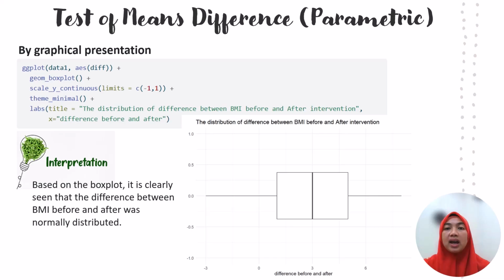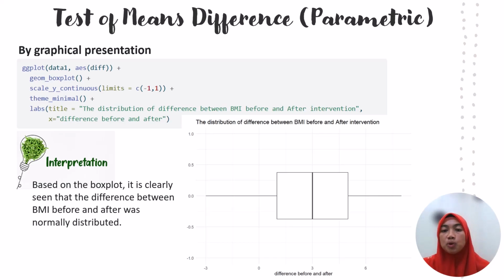We also can check by graphical presentation, either the box plot, histogram, scatter plot, and so on, right? So here is a syntax of the ggplot, right? ggplot for the box plot. So here is a syntax. We call the syntax for the ggplot, and then we have the output. This is the box and whiskers plot, right?